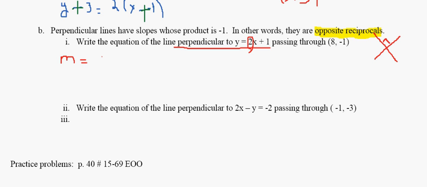So if I wanted to write the equation of a line perpendicular to this line, I am not going to use the slope of 2. If I use the slope of 2, my line would be parallel to this line. I need to use the slope that's the opposite reciprocal. So instead of using 2, that's a positive 2, I'm going to use a negative, and then I'm going to flip 2 over to be 1/2. And then I'm going to use the point (8, -1).